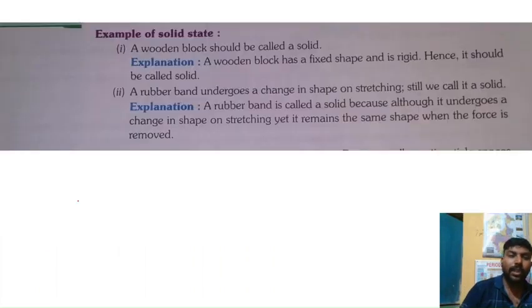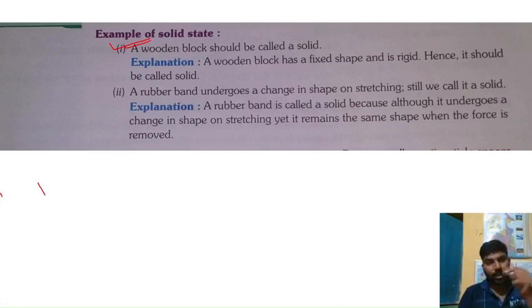Now we move to the next part, a very important point. In your assignment, this type of question is there: why should a wooden block be called a solid, or a rubber band be called a solid? The answer is well explained here. A wooden block is a solid because it has a fixed shape, it is rigid, and it has a fixed volume. That is why it is called a solid. So you have to state the properties.